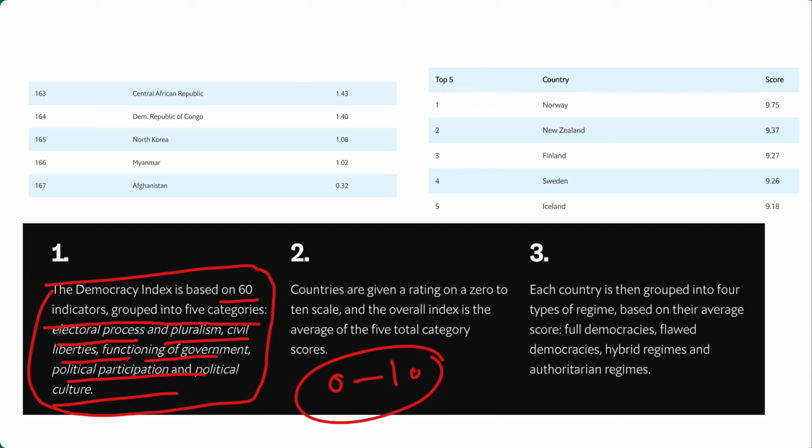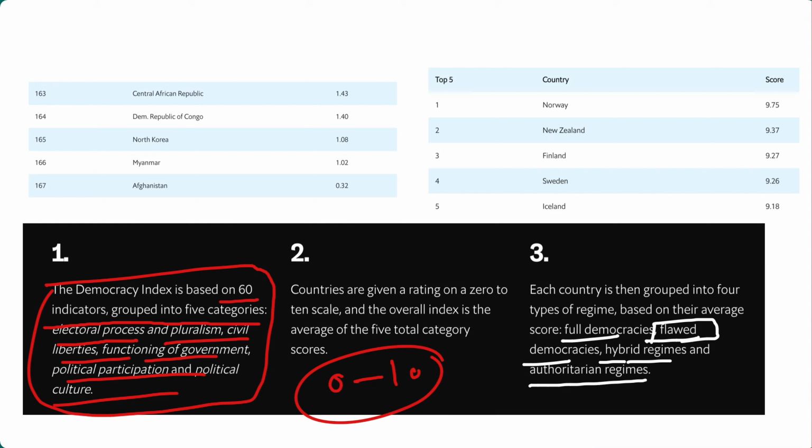A rating is given, and the scale for the rating is 0 to 10. Each country is grouped into four types of democracies: full democracy, flawed democracy, hybrid regime, and authoritarian. So India is a flawed democracy. India is not a full democracy. India comes under the group of flawed democracy.